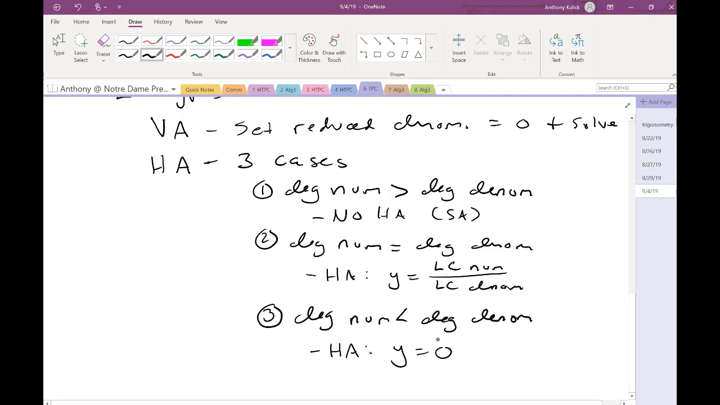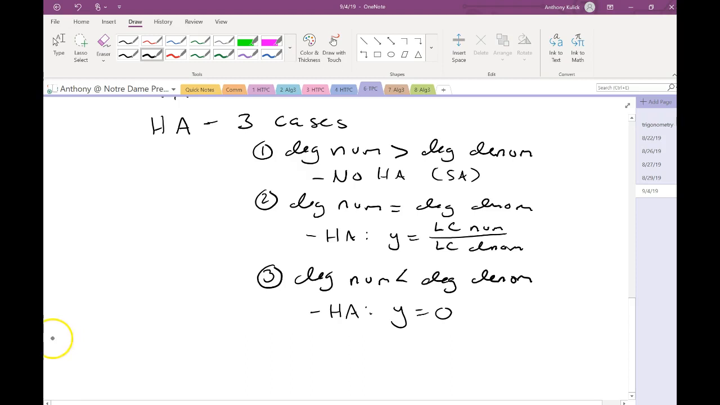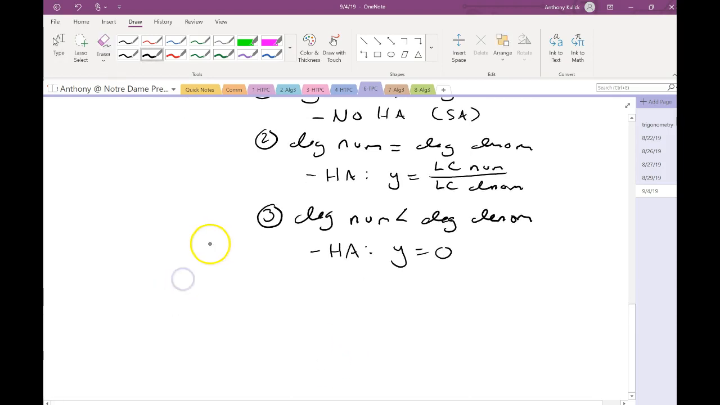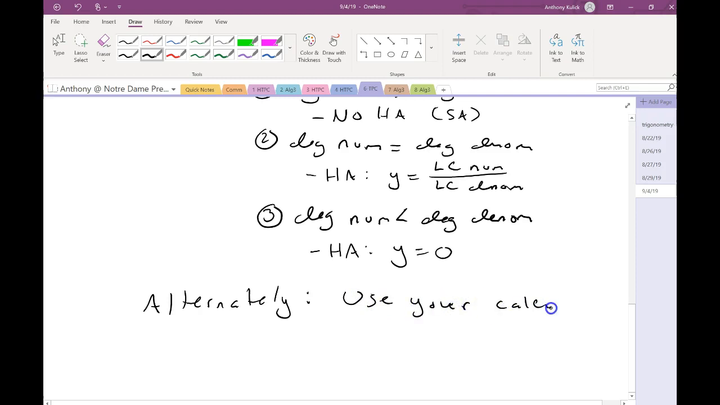Do you guys remember what we mean by degree? Largest exponent in that polynomial. Yes. And this is all good. What's the alternative that I could do to this, though? The alternate is that we could use our calculator to do this kind of thing.